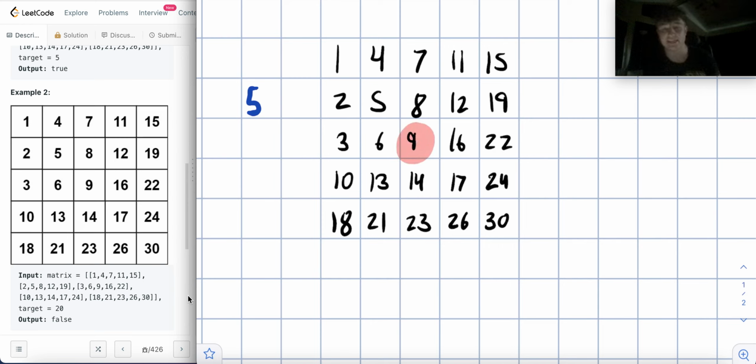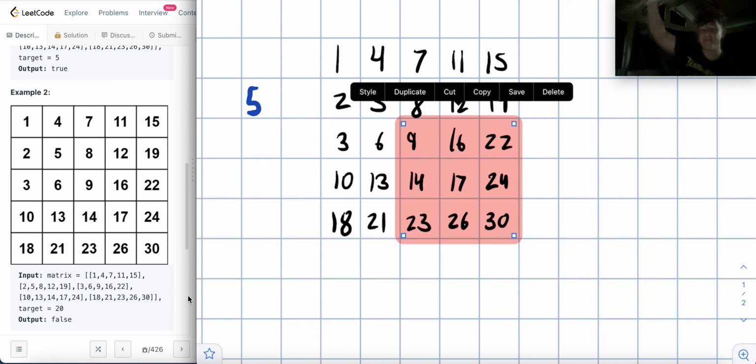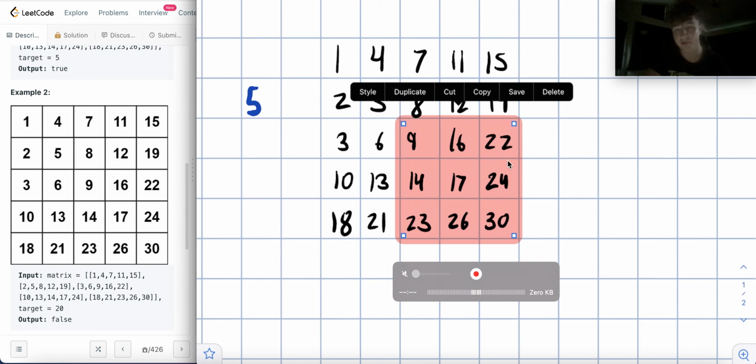We're looking for 5, and let's say we arbitrarily were looking at this 9. Since 5 is less than 9, that means that 5 cannot be in these positions. Why? Because everything to the right of 9 is greater than 5, and everything below 9 is greater than 5. And if you think about that inductively, if what's below me is greater than me, then everything below that is also greater than me. But also, if what's below me is greater than me, and everything to the right of me is greater than me, that also applies to the element below me. So the element below me, everything to its right is also greater than me. So you get this box form here, right?